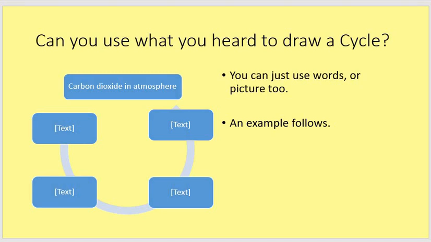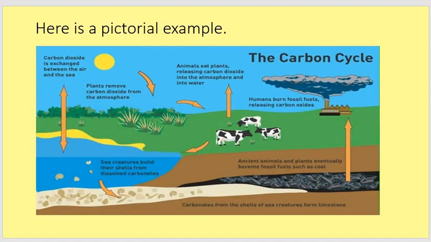It doesn't matter if you're right or wrong. We're having a go at organising information. It's another way of doing it. We've already used notes, we've used mind maps, we've used knowledge organisers. Now we're looking at cycles. And here is an example of the carbon cycle.